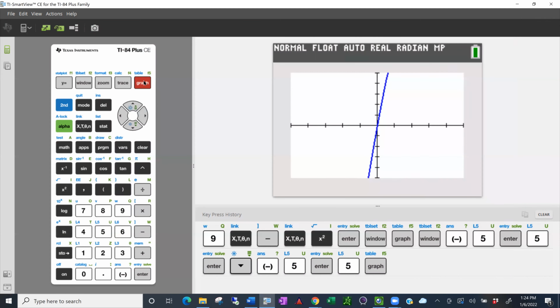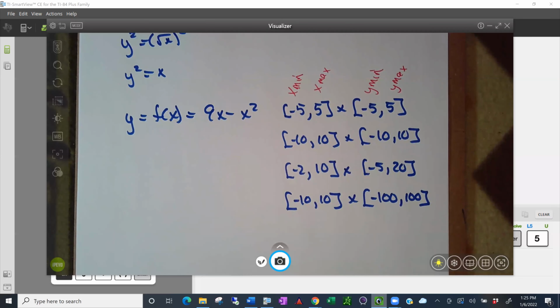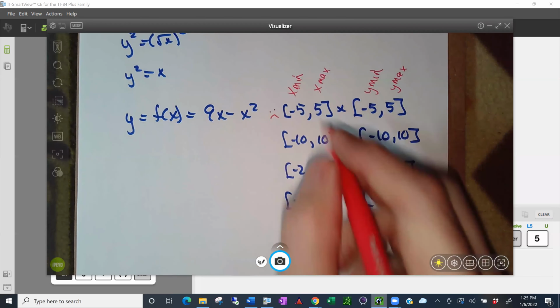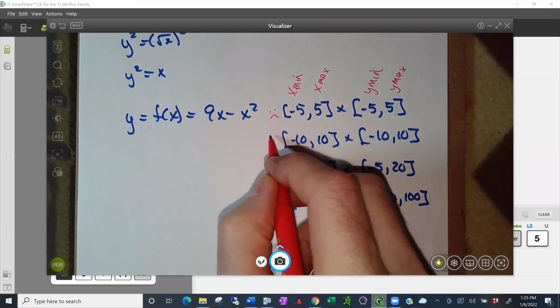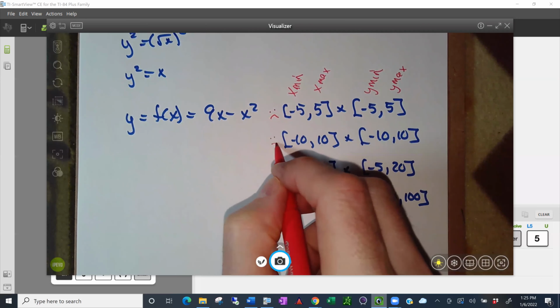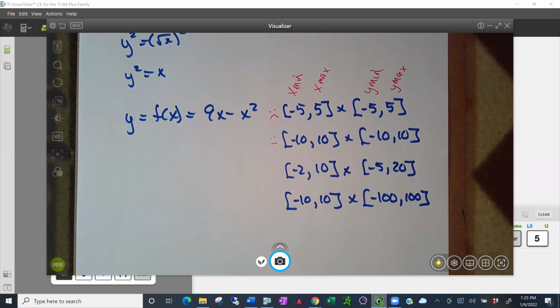And wow, that looks even worse. So I'm not really happy with either of the first two of these. This one cuts off a lot of the graph. This one cuts off some of the graph. So let's see if we can't do better with some of the other settings.